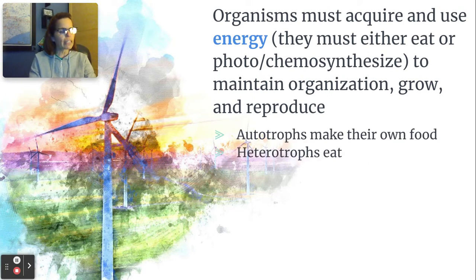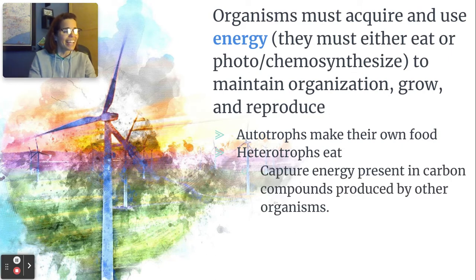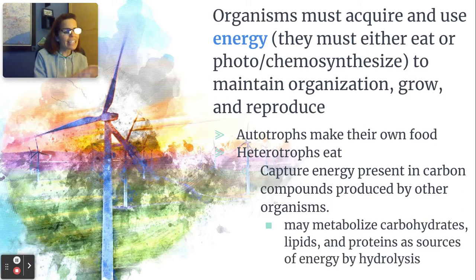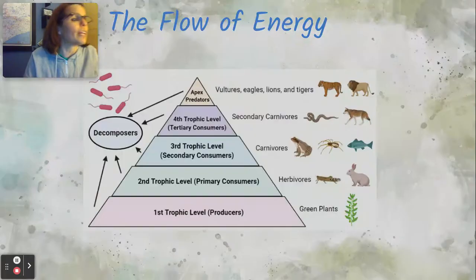So autotrophs make their own food through photosynthesis or chemosynthesis. Heterotrophs eat. And if we're going to say what eating is in really fancy terms, it's capturing energy present in carbon compounds. Remember, we are carbon-based life forms. Part of the reason we're carbon-based life forms is because we eat carbon-based foods. So carbon foods would include carbohydrates, lipids, and proteins. We don't usually digest and eat nucleic acids. That's not usually considered a food group. But the carbs, the lipids, and the proteins are sources of energy for us.